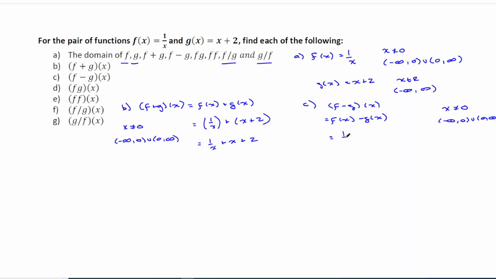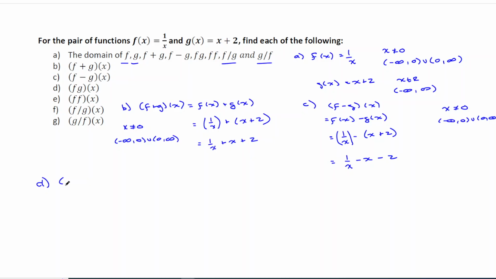So my f of x is 1 over x, my g of x is x plus 2, and now that minus sign is going to change the signs of everything over here. So this is just a 1 over x, and then we're going to minus x minus 2. And again, we're just going to leave it there. Then we double check our domain. Oh yeah, look, hey, there's still an x in a denominator. X cannot equal 0.